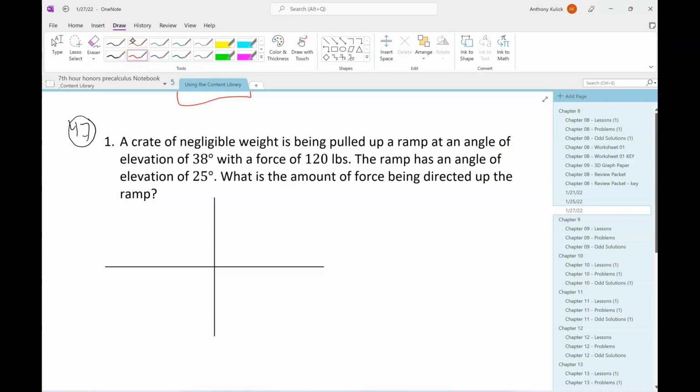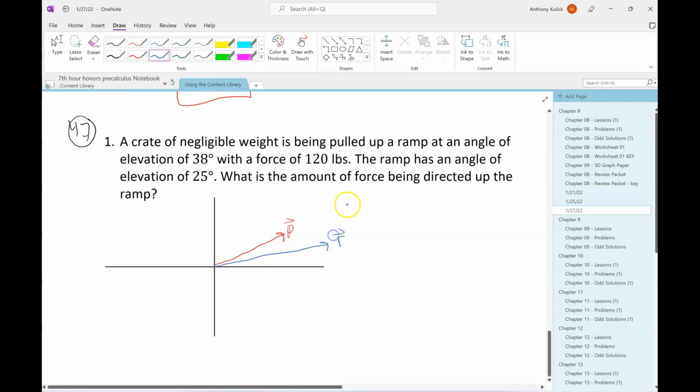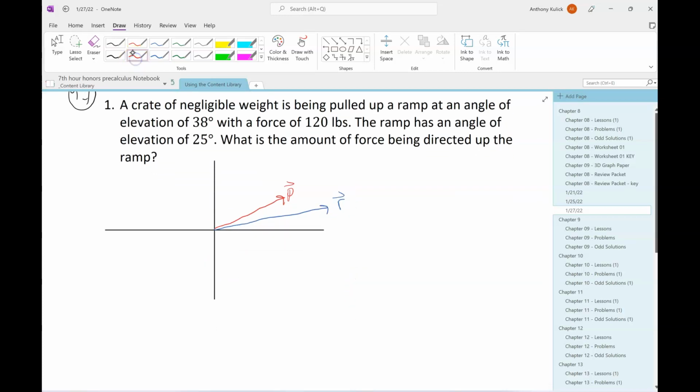So this first sentence, where it says a crate of negligible weight, all that tells you is that there's no gravity vector, which is good. That's one less vector. Pulled up at an angle of elevation of 38 degrees, so there's my pull vector with a force of 120 pounds. My ramp has an angle of elevation of 25, so there's my ramp vector. So just two vectors.